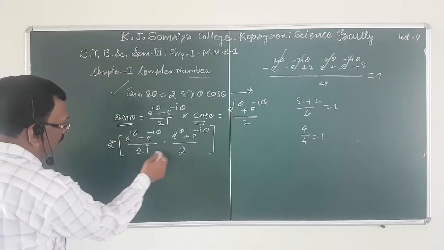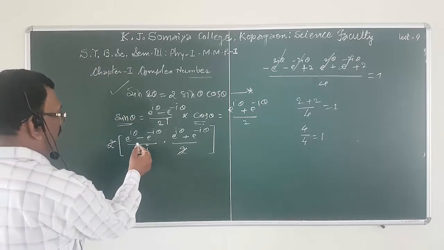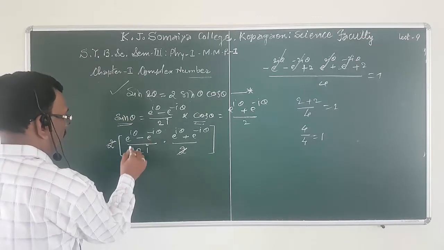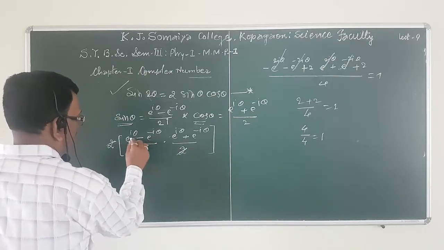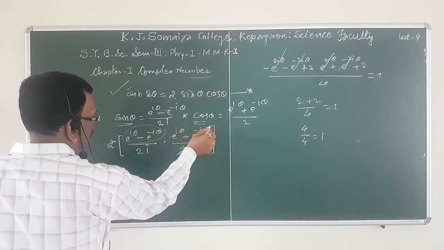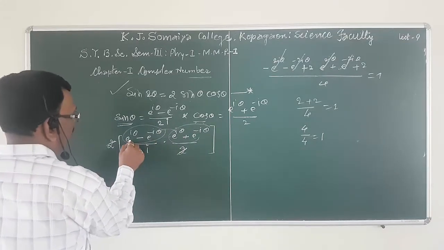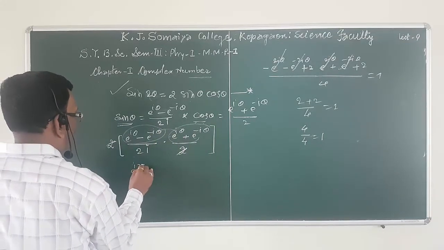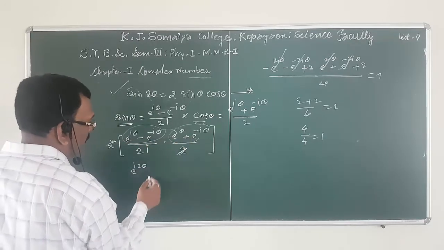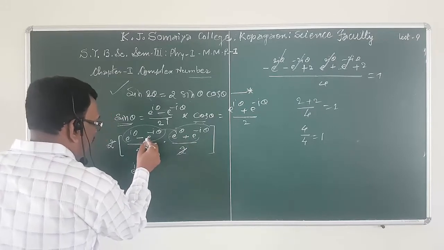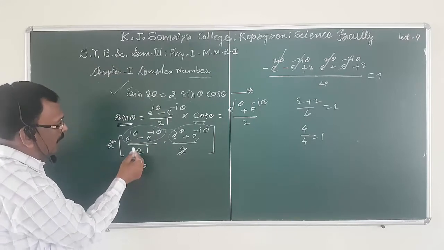This 2 is getting cancelled with this 2, and here this plus this, multiplied by this term with this term. Simply multiplication: we have this term into this term, e raised to I 2 theta, again this term into this term, 2 into, and when we multiply, remember that this term into this term is e raised to 2 I theta.